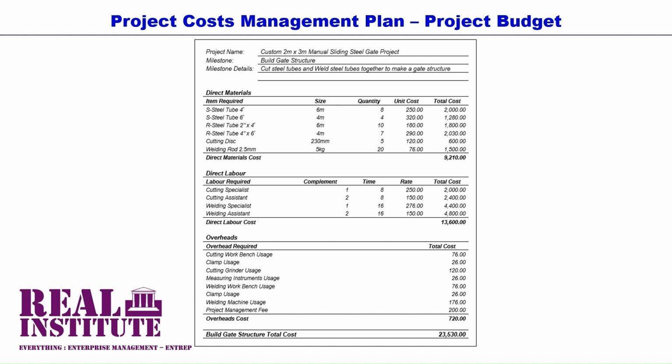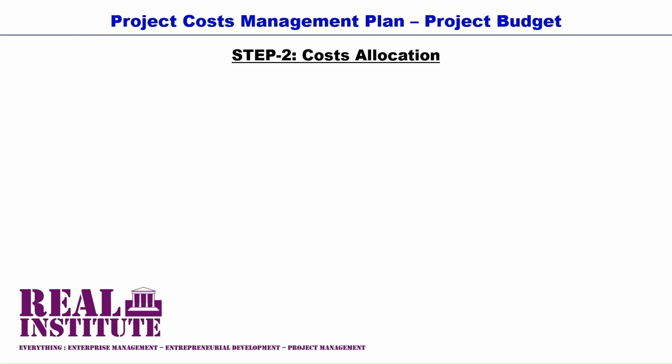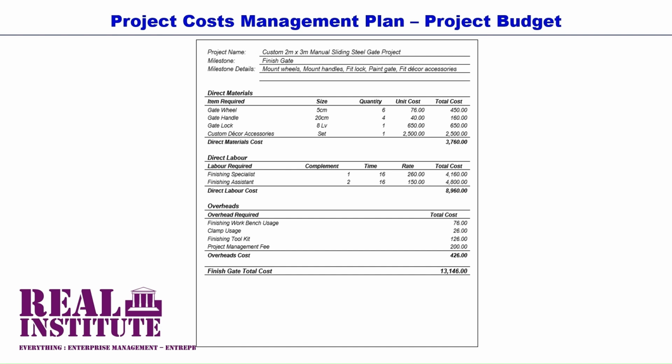Then the project manager's fee is 200. And the total cost for all the overheads of the build gate frame phase is 720. Then lastly, we calculate the build gate frame phase total cost by adding the 3 subtotal costs for direct materials, direct labor and overheads, and we arrive at a total cost of 23,530.